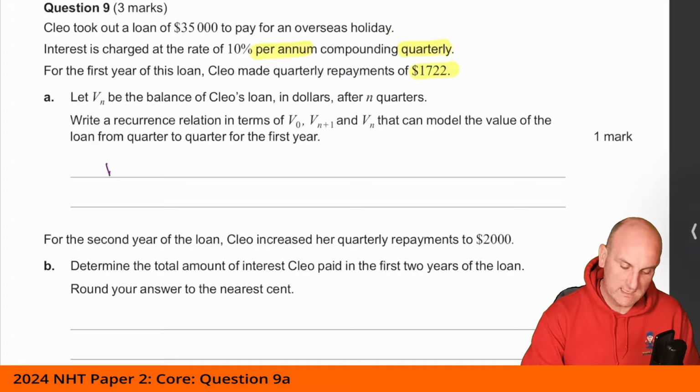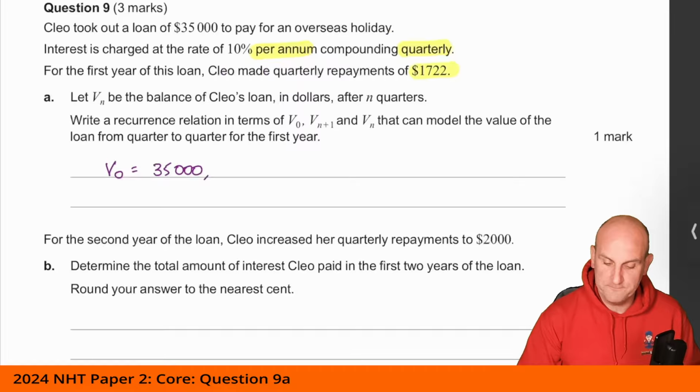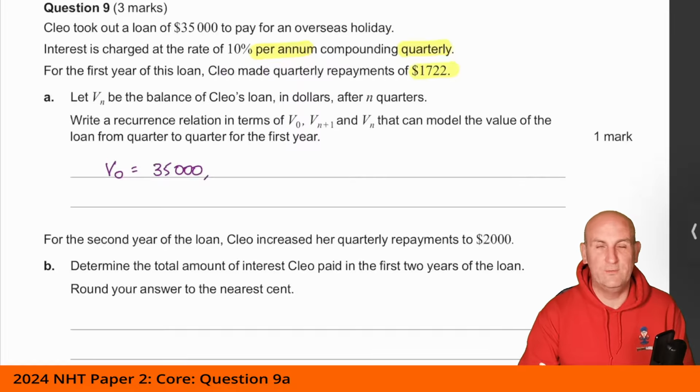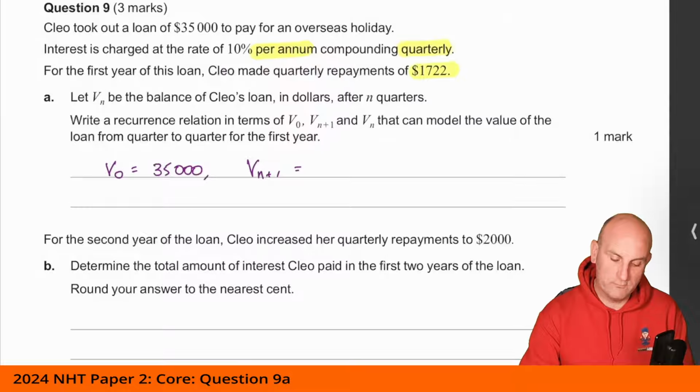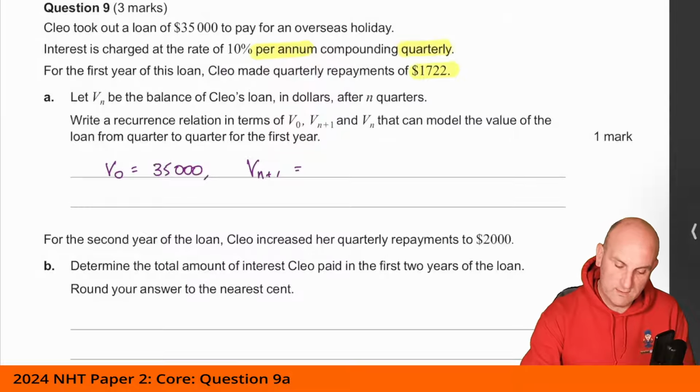Well, okay then. In which case we know that V0 is going to be 35,000. Now, weirdly, normally they would be 2 marks. You get 1 mark for that and 1 mark for the next bit, but not this year. V of n plus 1 is equal to, now, I've got 10% per annum, and I can't write that per annum because I've got to do it quarterly. So what I'm going to do is 10 divided by 100.